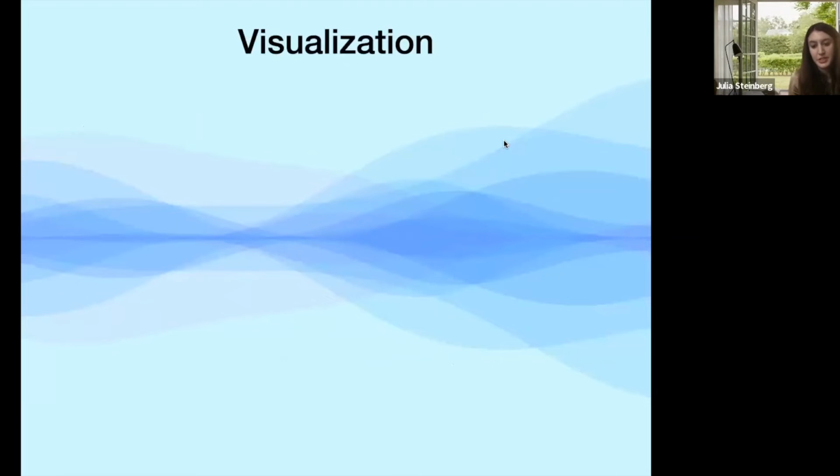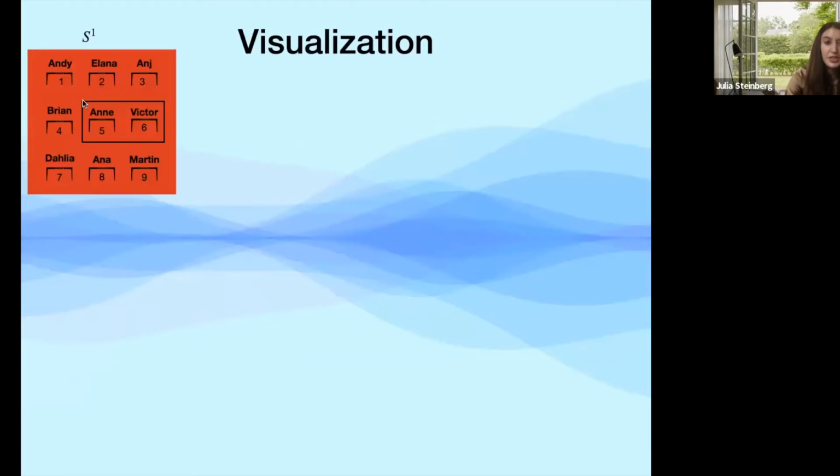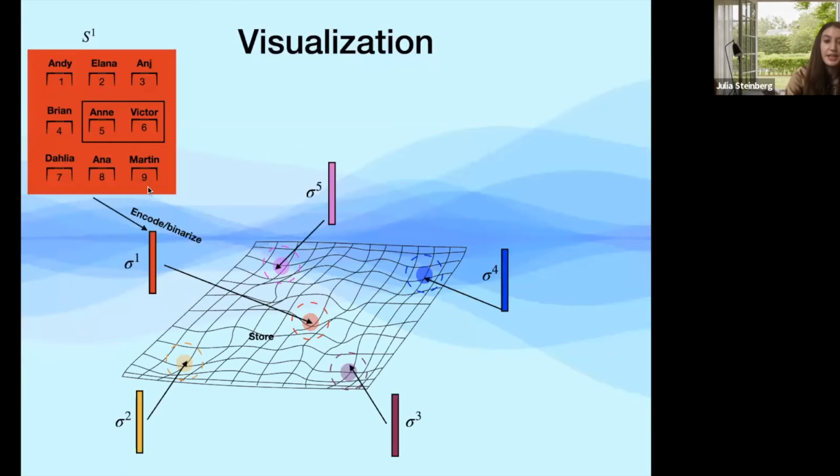Something I like to do is show a visualization of this process. So here you start with this classroom, right? And you encode this structure and binarize it as a single vector of neural activity. And then, of course, you might have many different classrooms. So you encode all of them in the same way, as vectors, and store all of them as attractors in this network.